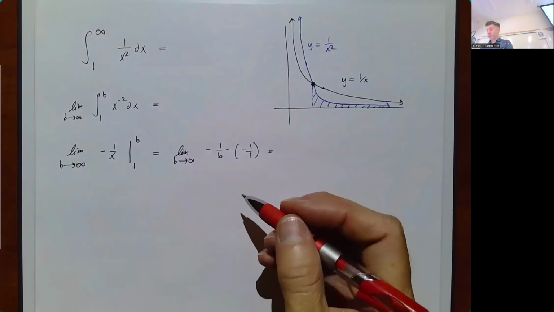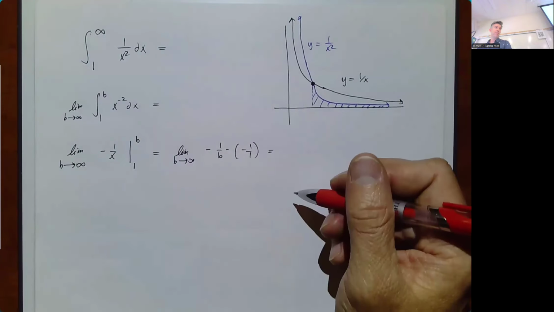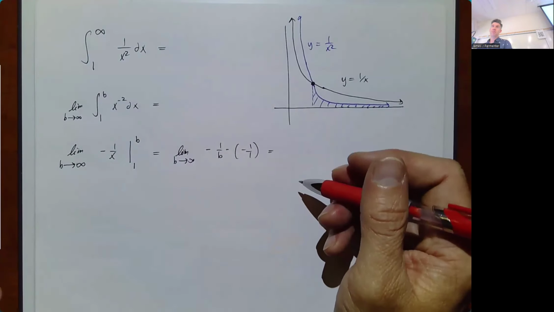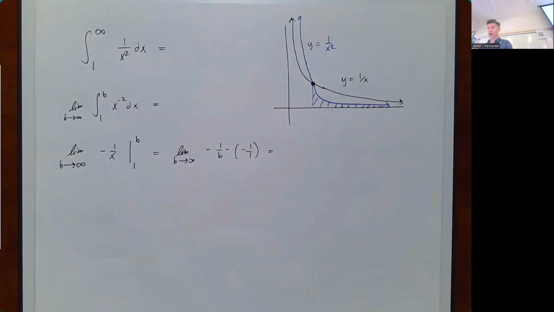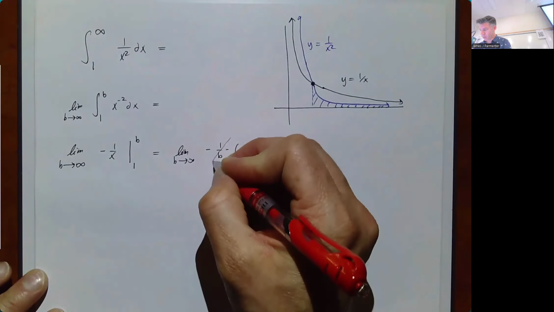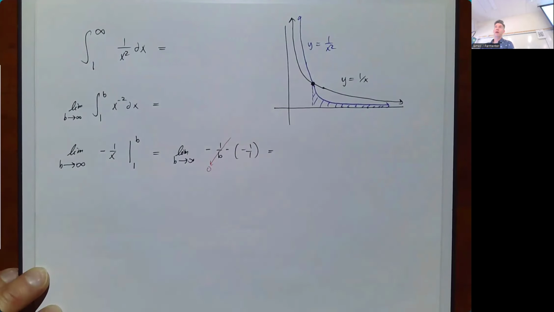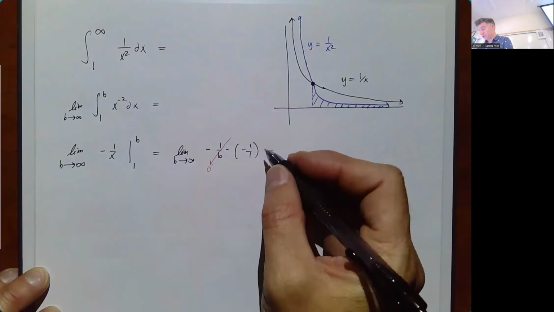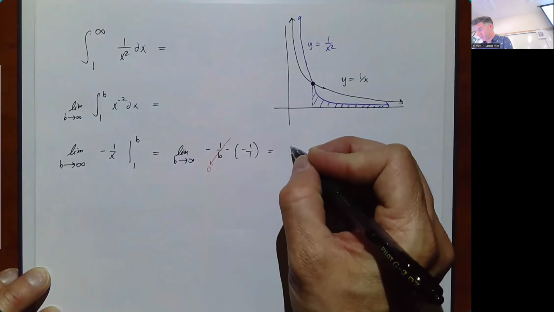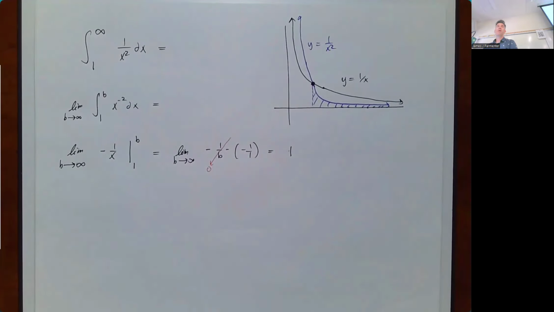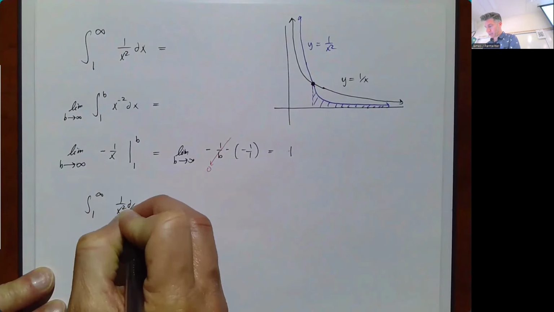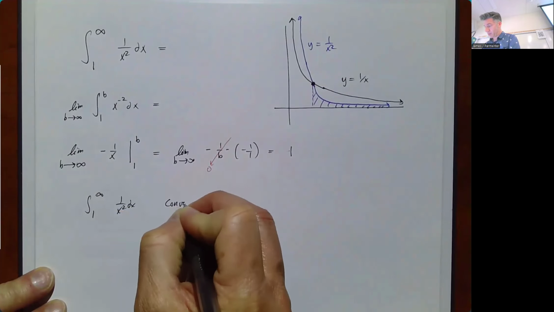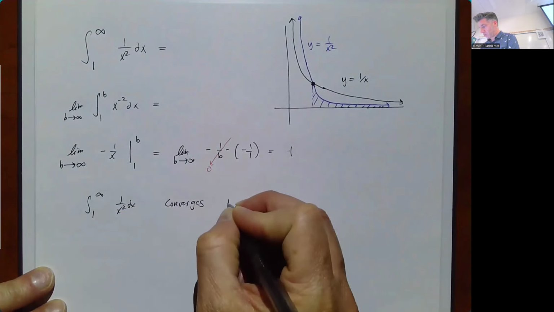So then as b goes to infinity, what happens to 1 over b? Where does it go to? Everybody. 0, right? 1 over a really big number is super duper small. And so this integral is going to equal 1. So this integral converges. So the integral from 1 to infinity of 1 over x squared dx converges, and we would say it converges to 1.